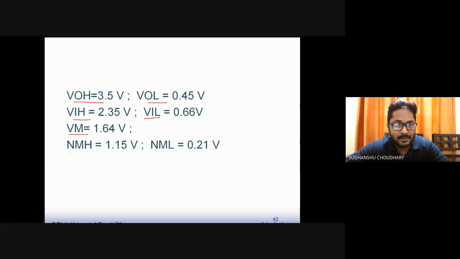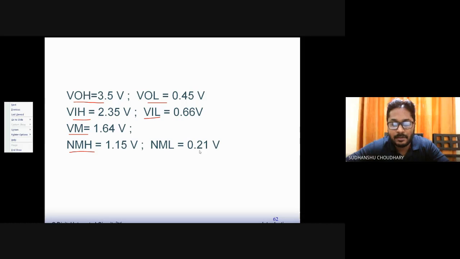So noise margin can be calculated by simply saying VOH minus VIH, that is 3.5 minus 2.35, so that is 1.15 is the noise margin, upper noise margin or high noise margin. Similarly, low noise margin can be calculated as VIL minus VOL, that is 0.66 minus 0.45, so that comes out to be equal to 0.21 volts. So this is how the noise margin from the VTC can be calculated.